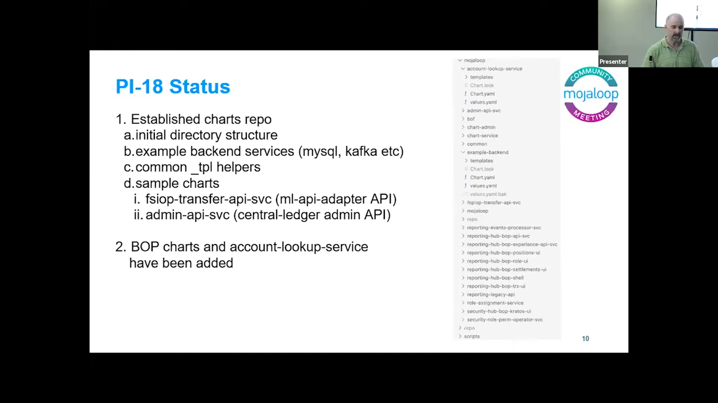There are sample charts with the new vNext naming. That's the FSIOP transfer API service. That was the ML API adapter. So there are some new names coming, and I'm still learning this, so there is a little bit of a learning curve. And if you can see the directory structure there, you can see that the BizOps folks are adding their charts into the v14 structure, which is pretty cool.